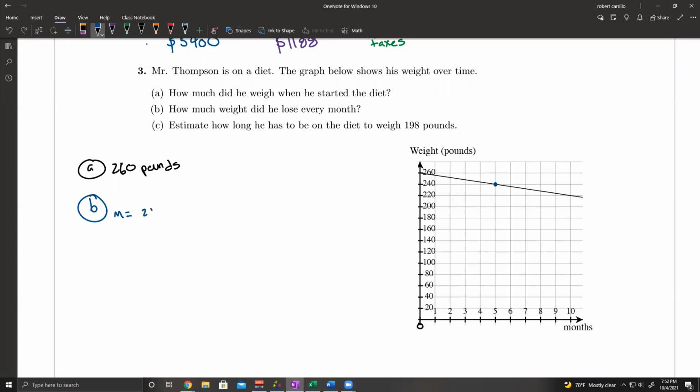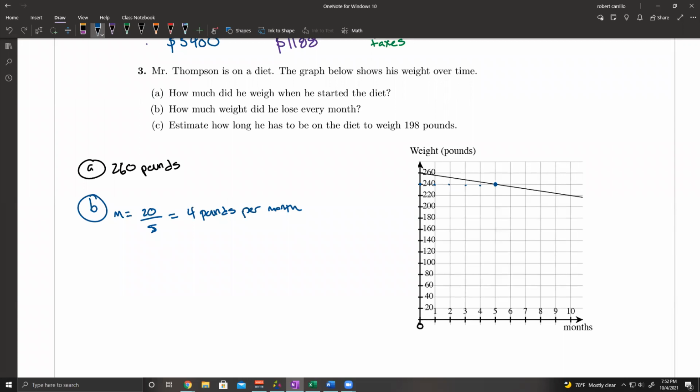So we went 20. And how far did we run? 5. 1, 2, 3, 4, 5. So 20 over 5. So how many pounds did he lose per month? 4. 4 pounds per month. Oh, that's pretty good. 4 pounds per month.